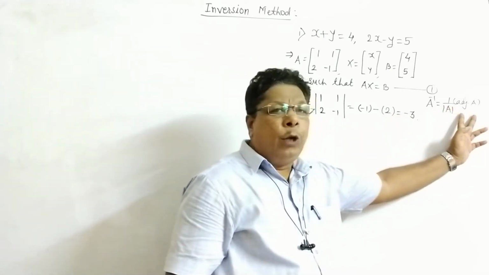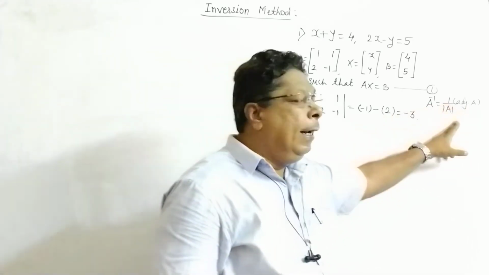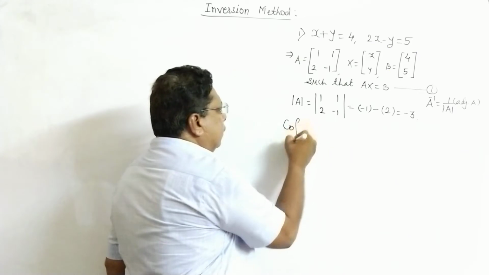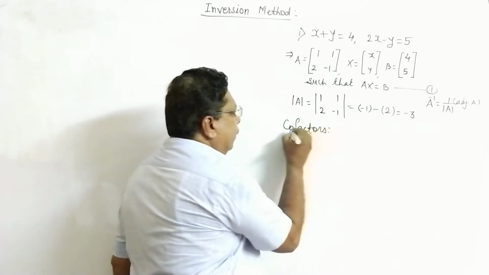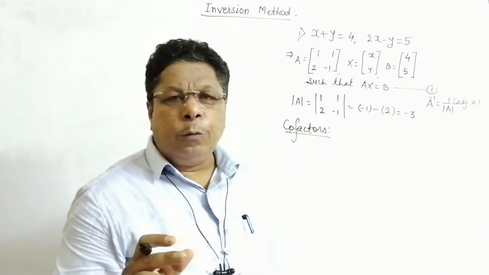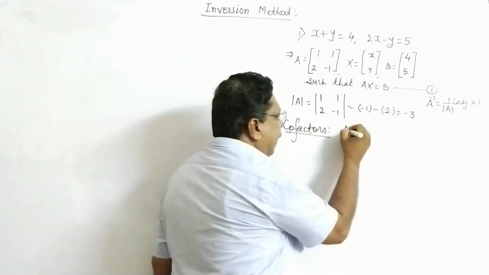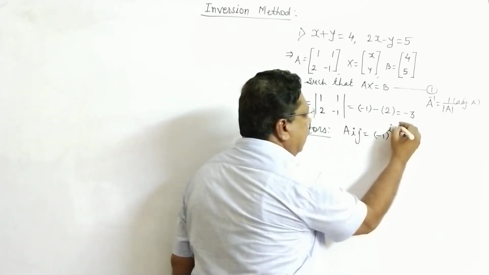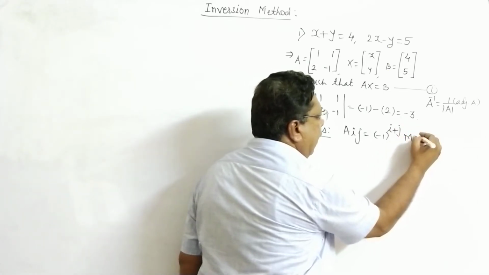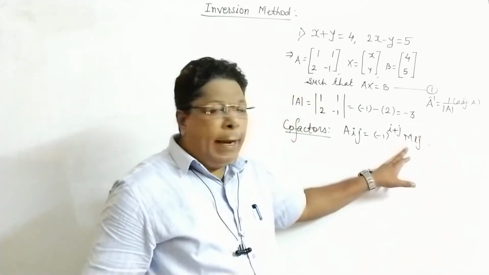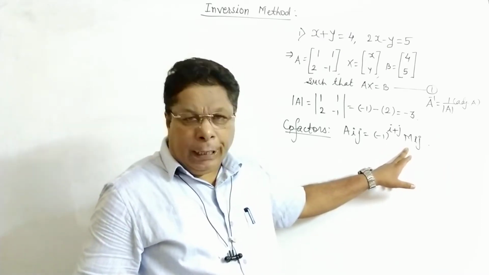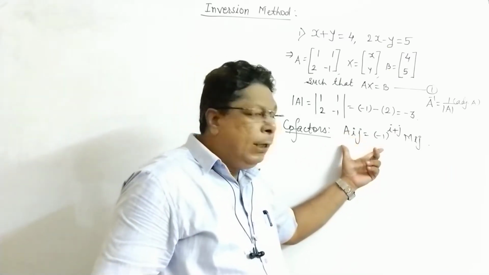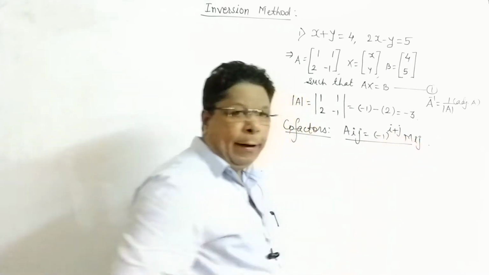Now we have to find adjoint A. How can we find adjoint A? By using cofactors. It means we have to find the cofactors. How can we find the cofactors? Which formula is applicable? Aij is equal to minus 1 raised to i plus j into Mij. What is Mij? Minor of aij. What is capital Aij? Cofactor of aij. By using this formula, we have to find the cofactors.